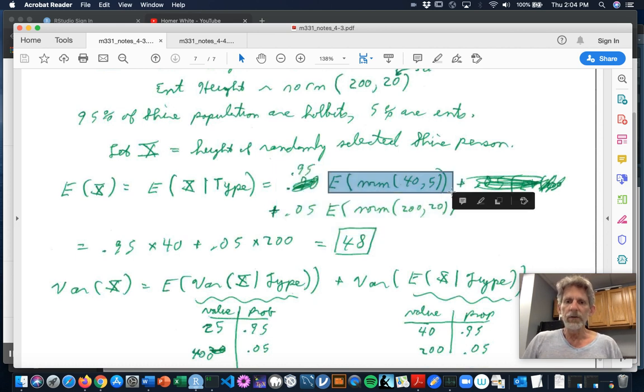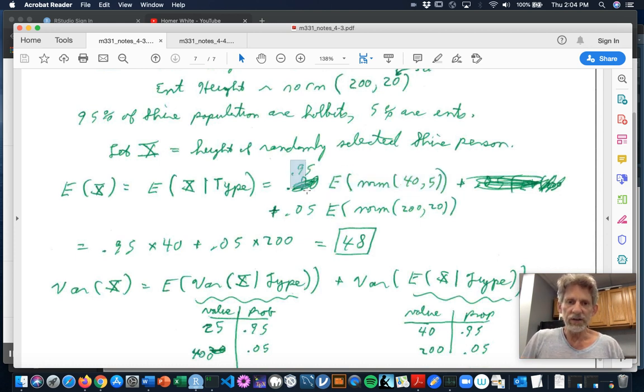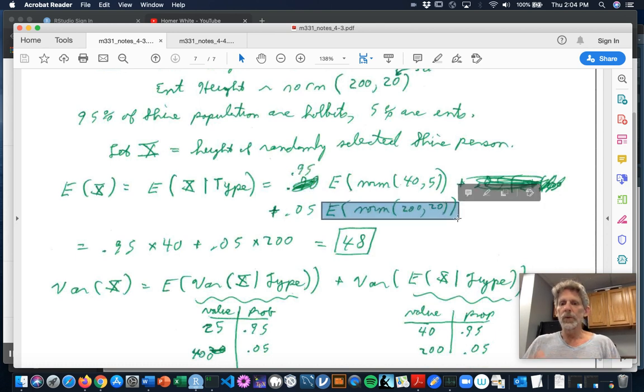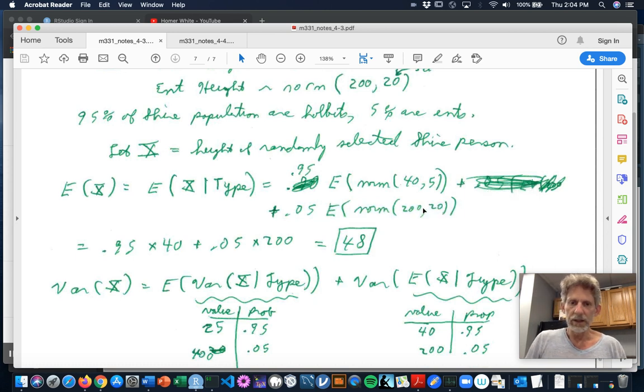Expected value of a normal random variable with mean 40 and standard deviation 5 times the chance of that, plus the expected value of a normal with mean 200 and standard deviation 20 times the chance of that. Now the expected values are 40 and 200 respectively, so we just need to compute that. It turns out to be 48. Ta-da.